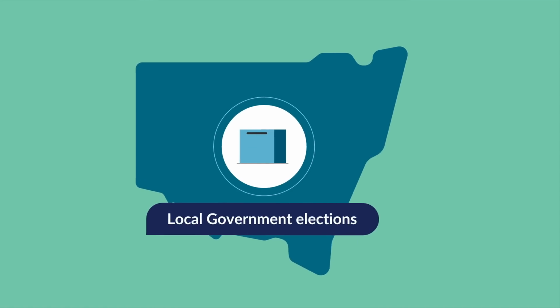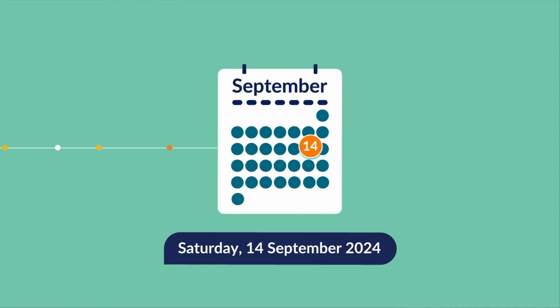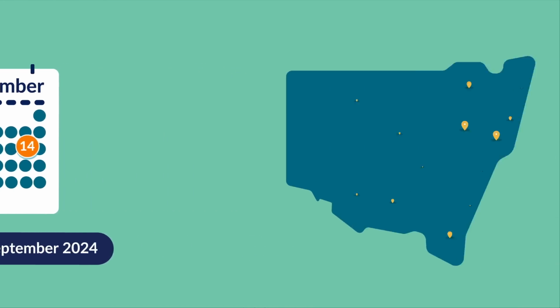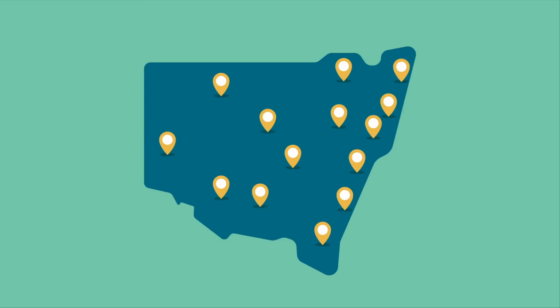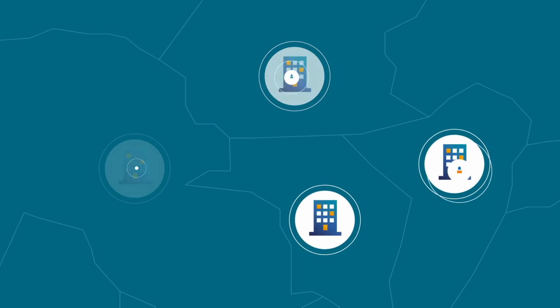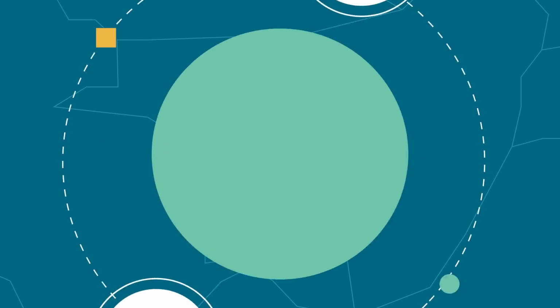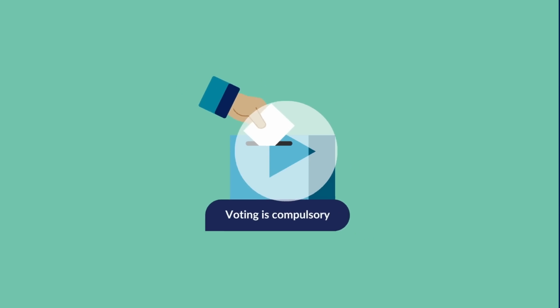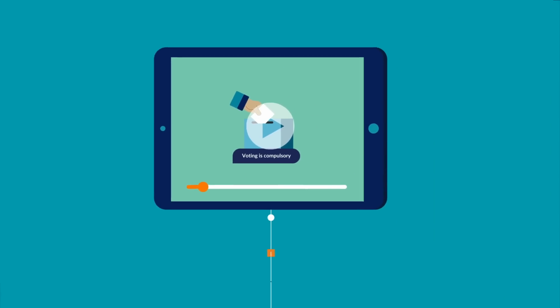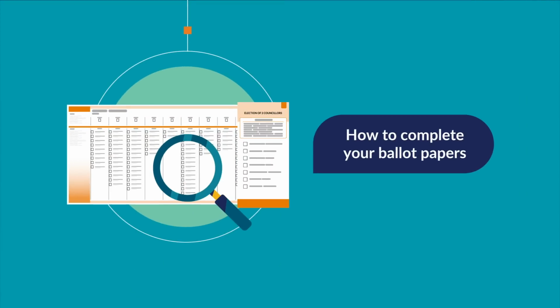Local government elections will be held on Saturday, September 14. New South Wales is divided into local government areas. Each local government area is managed by a council, and voters in each area elect people to represent them on the council. Voting is compulsory.